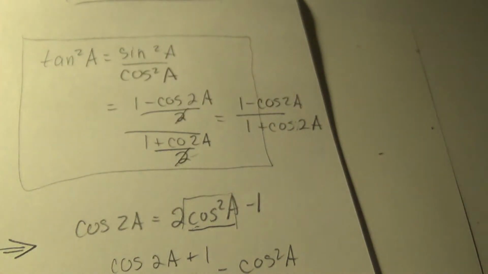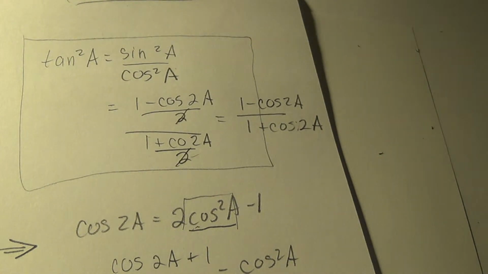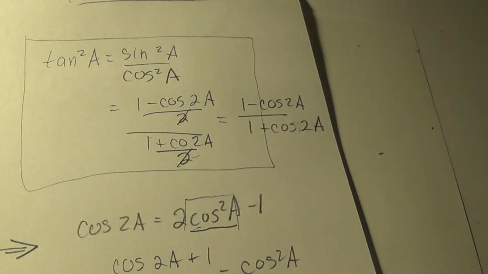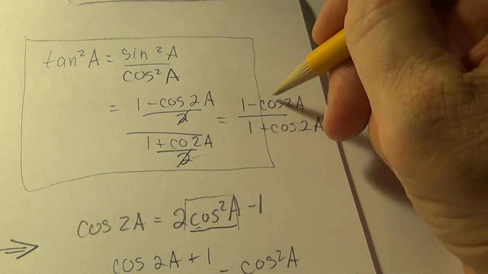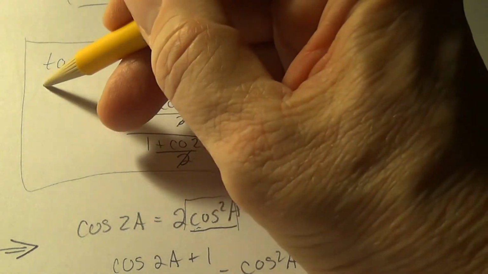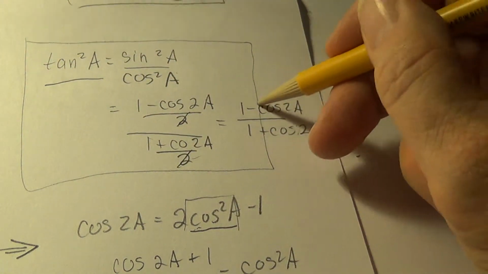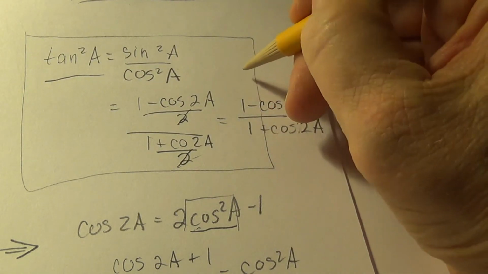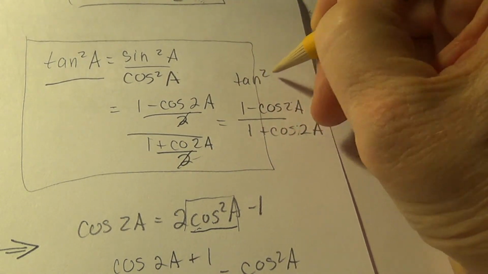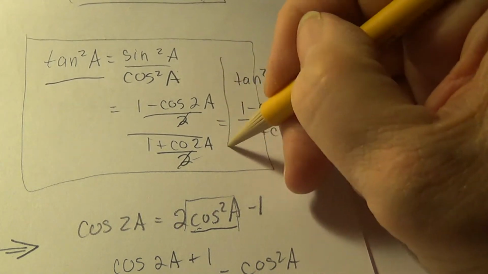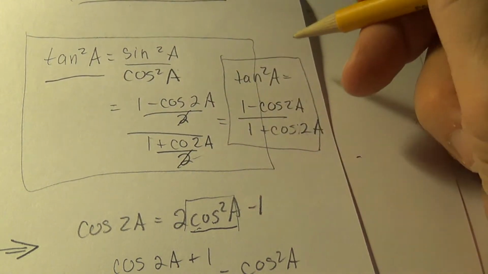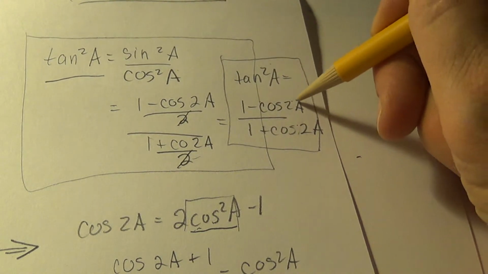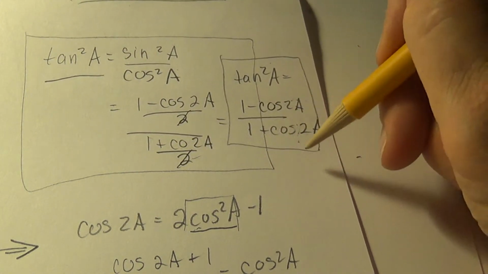So let me see if I'm satisfied with that result for the tangent squared of an angle. I am very happy with that. So this is what's equal to tangent squared: tangent squared A equals 1 minus cosine of 2A divided by 1 plus cosine of 2A. Do you see how that is a power reducing formula? This is squared, but there's no squared term in here.